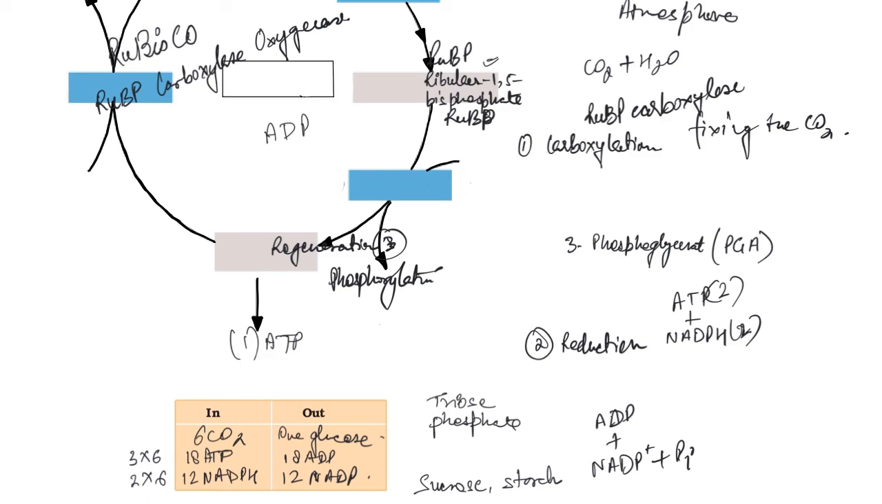And guys, this is the entire process where carbon dioxide and water is utilized and is converted to a sugar. So I hope you would have understood this entire process of Calvin cycle.